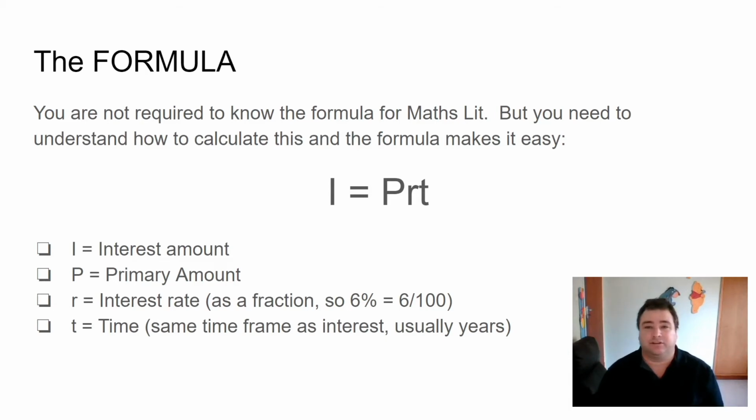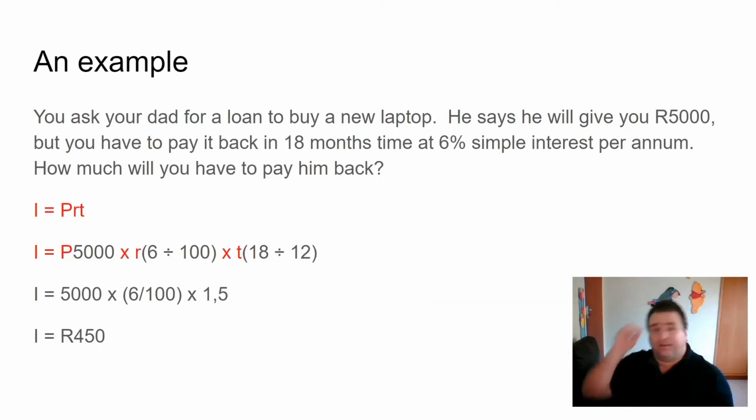So let's look at what this looks like in real life. You ask your dad for a loan to buy a new laptop. He says he'll give you 5 grand, but you have to pay it back in 18 months' time at 6% simple interest per year. How much will you have to pay him back? Well, I is equal to P times R times T. I is the interest, all right? I'll have to pay him back the original amount plus the interest. I'm just working out interest. I is equal to P. What's P? P is the primary amount, the principal amount. How much did he originally give me? He's giving me 5,000 according to this little story. So 5,000, I'll put that in.